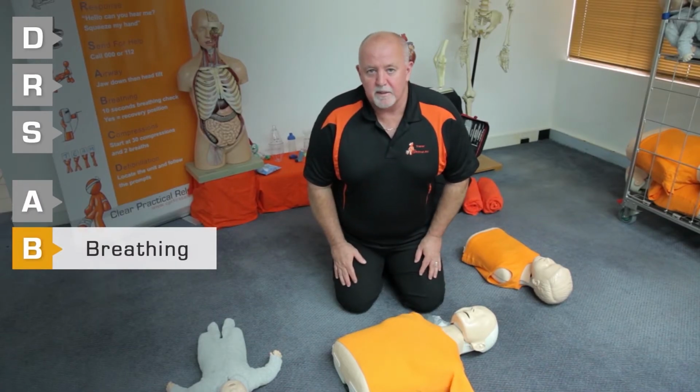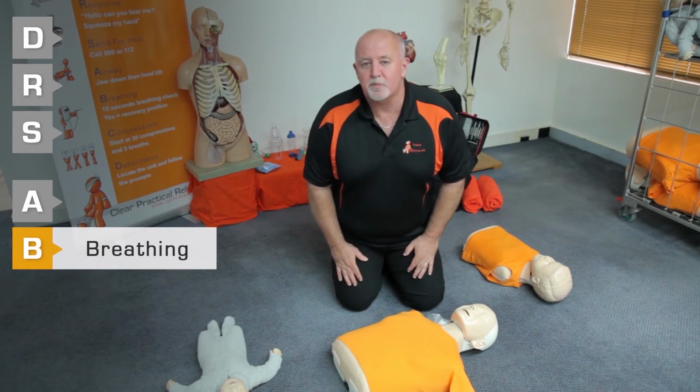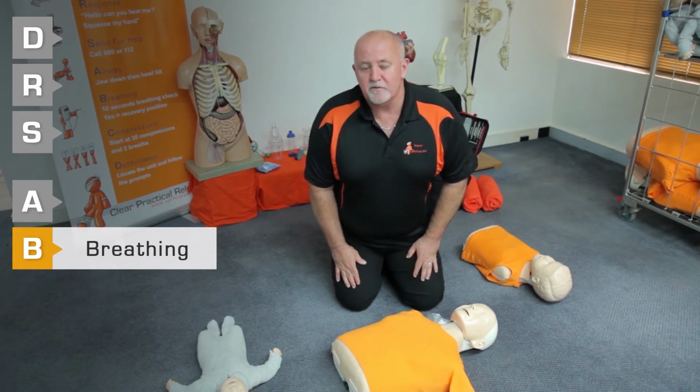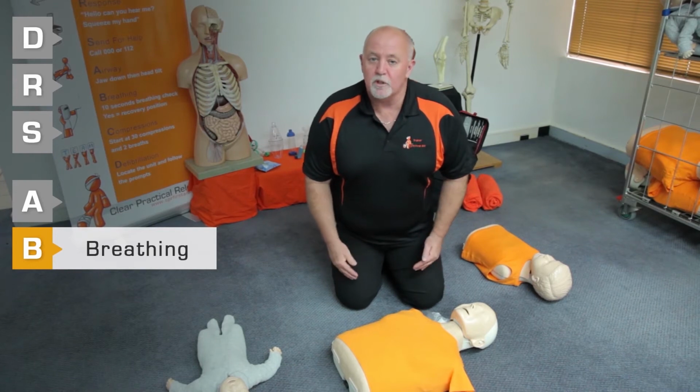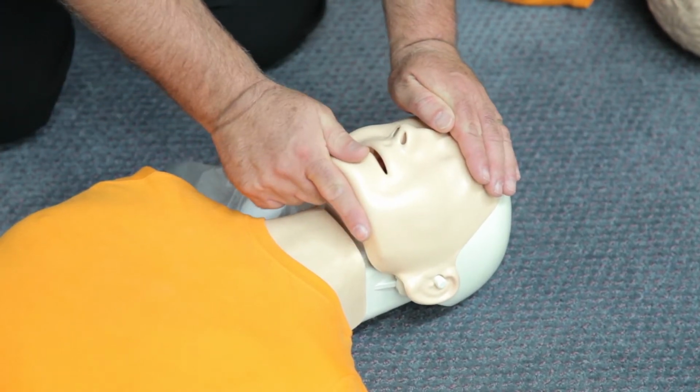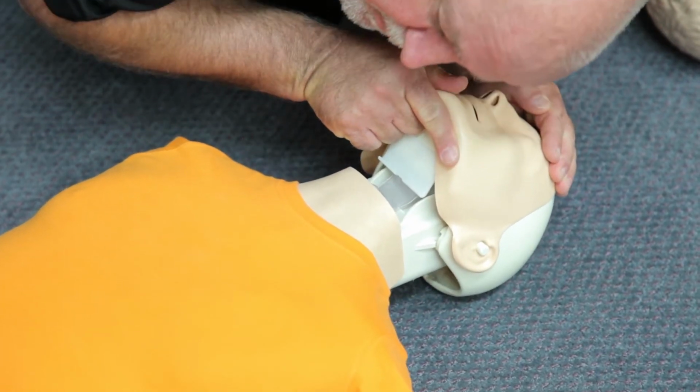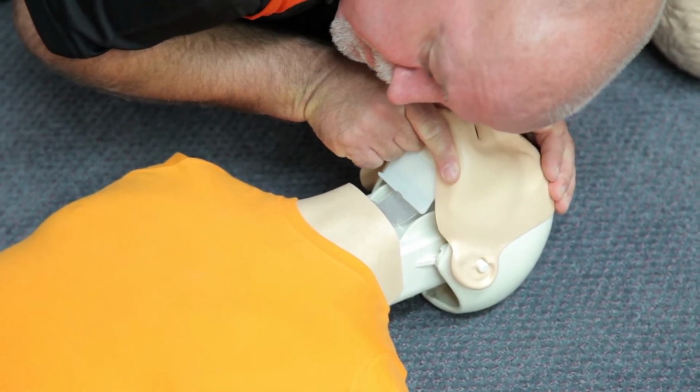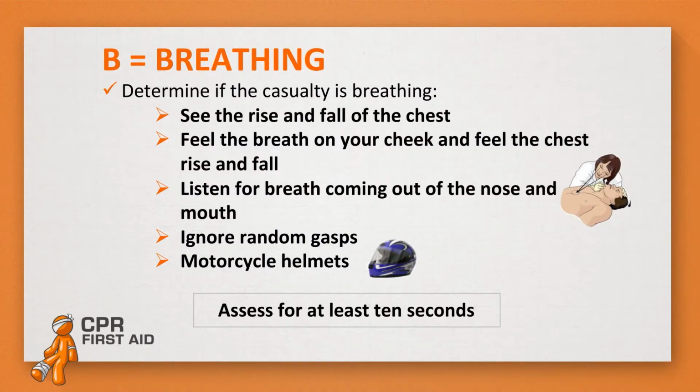Breathing phase of the action plan. It's at this point we determine whether the casualty is breathing by themselves or if there is a need for CPR. To achieve what we call look, listen and feel, we need to provide adequate head tilt with chin lift. We then place our cheek down near the mouth and we look, listen and feel. We look for rise and fall in the chest. We feel for breathing on our cheek and we also listen for the breath.